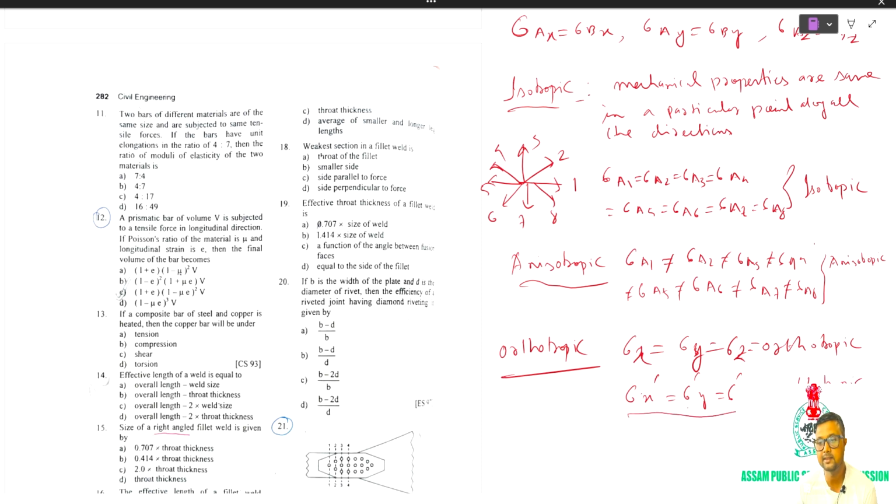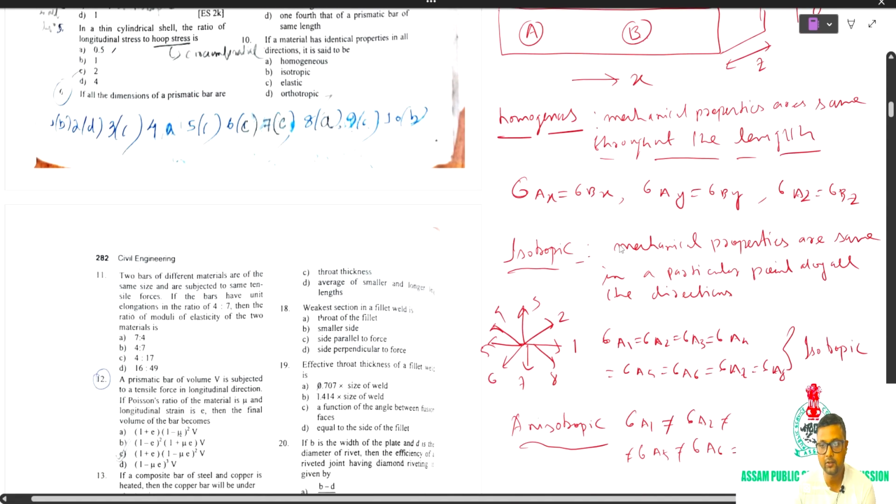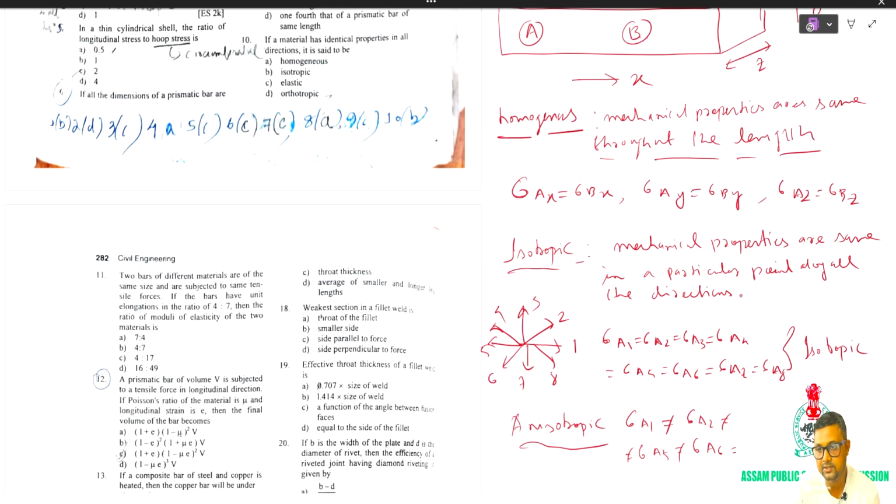The perfect example of orthotropic is wood. The perfect example of isotropic and homogeneous, isotropic plus homogeneous, is steel.